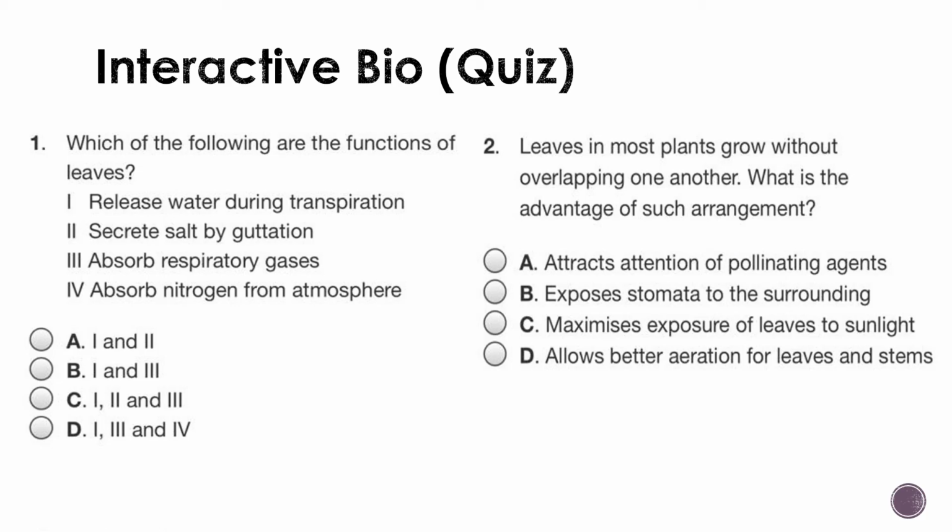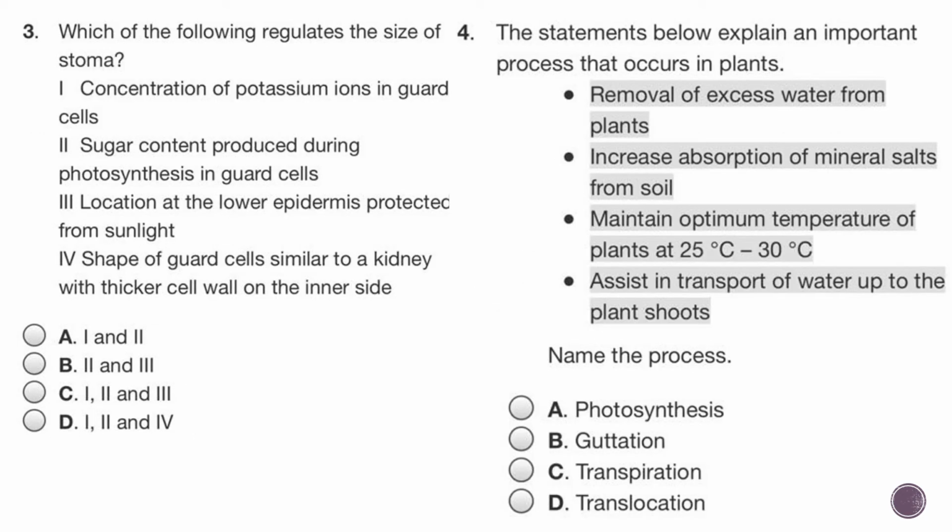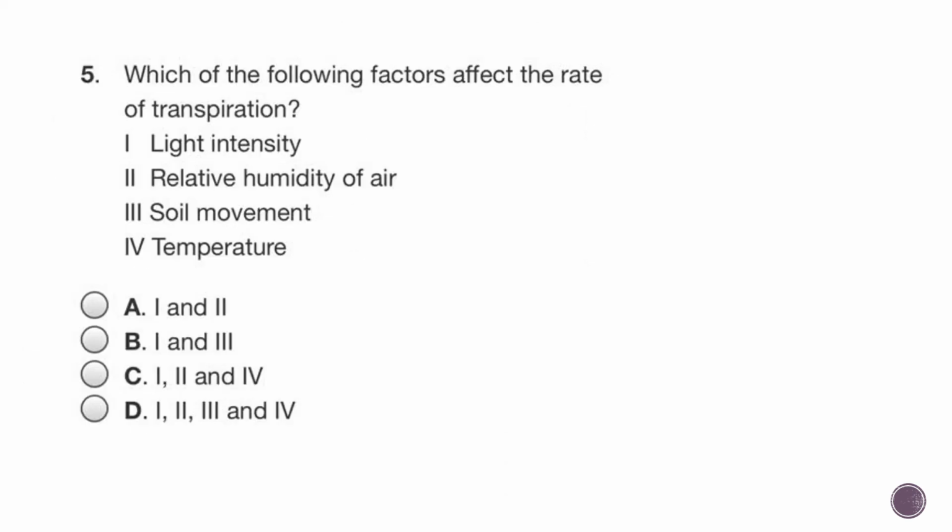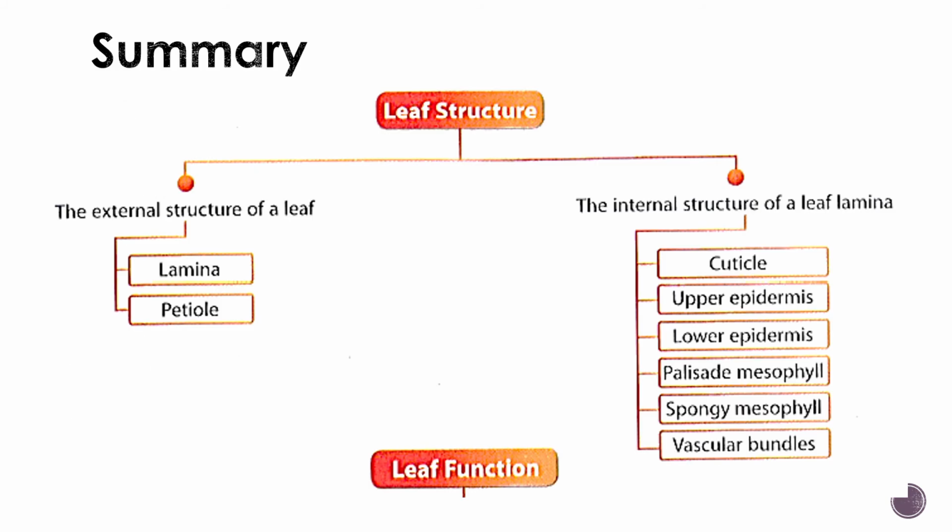Okay, this is the quiz which you can try to do, and you can scan it at the end of the chapter. Okay, so this is the summary of chapter 2. We have come across the external structure and also the internal structure of a leaf. These are the parts, the terms that you have to remember.